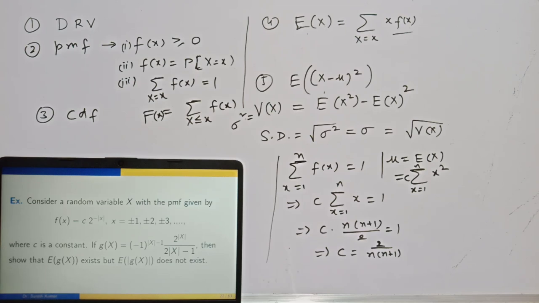Now see this example. Consider a random variable x with the PMF given by this. Again, c is unknown here. You know how to get c. Because it is a PMF, using the PMF condition, you can get c.